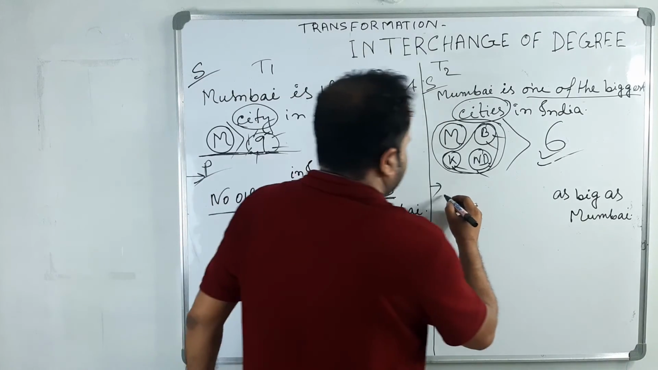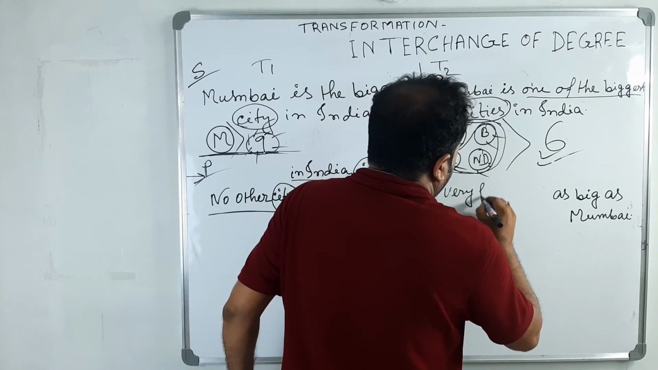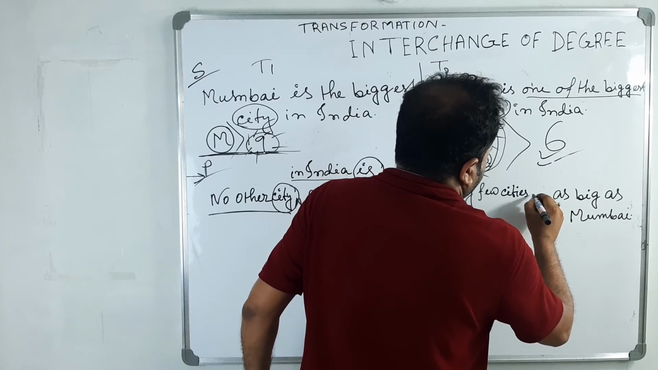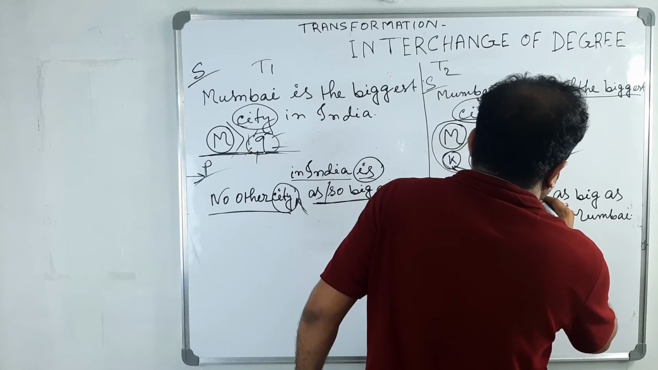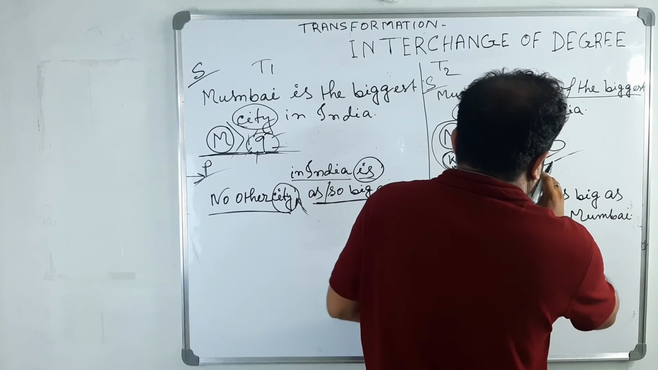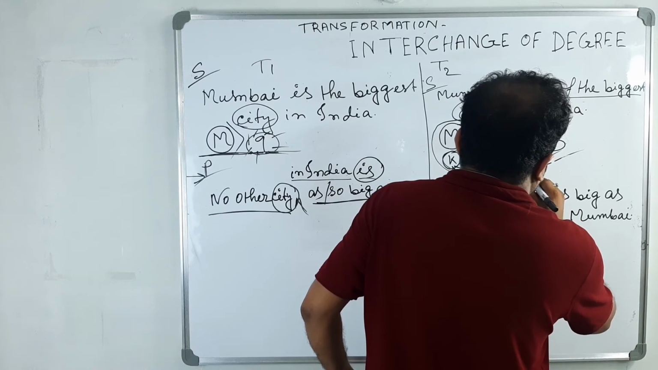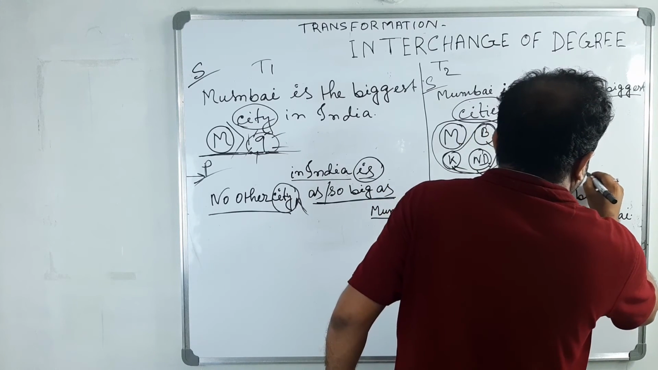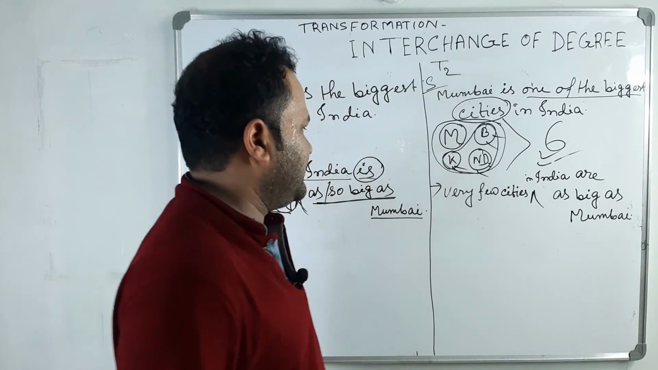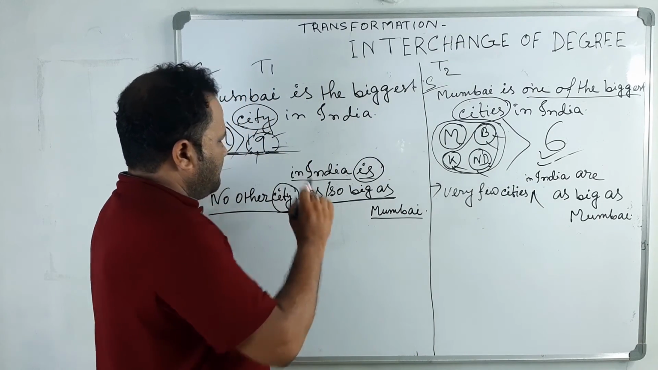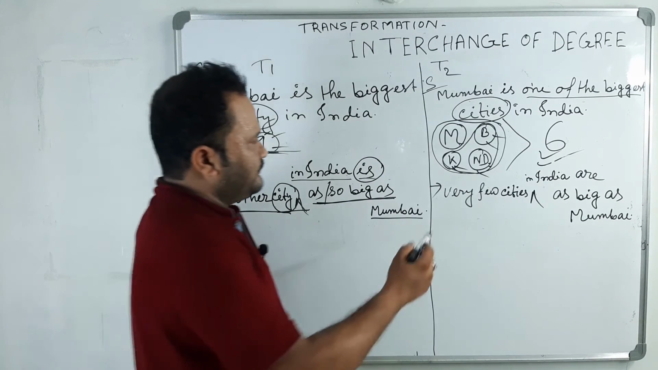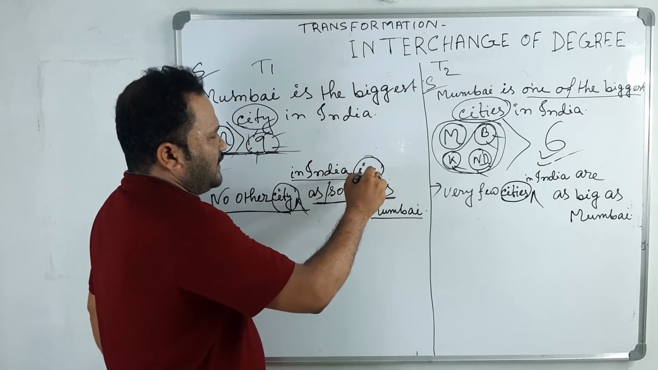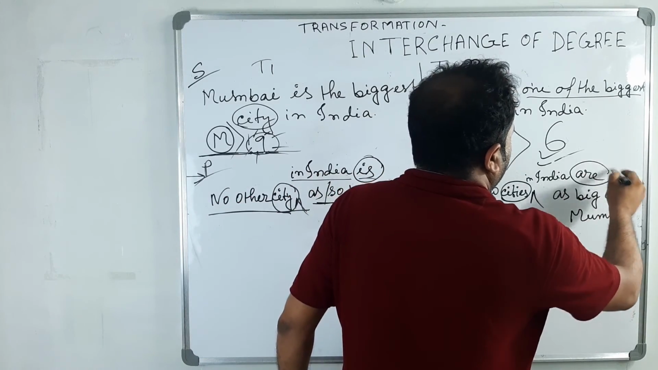Now you have to write very few cities. Again, shortage of space. Okay. In India are. Now look at the difference here. Singular noun, but here plural noun. So singular noun takes singular verb, here plural verb.